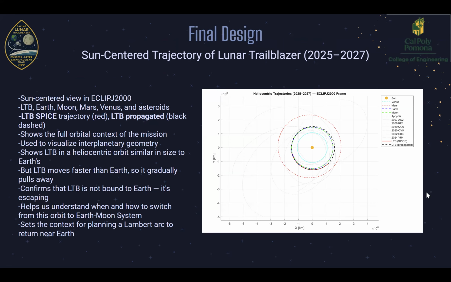This is our final design and Sun-centered trajectory of the Lunar Trailblazer. From the image shown on the right side, we can see the propagated Lunar Trailblazer orbit that is moving faster than Earth, so it's gradually pulling away, confirming that the LTB is not bound to Earth and is escaping. This helps us understand when and how to switch from this orbit to the Sun-Moon system, and sets the context for planning a Lambert arc to near-Earth orbit. Next slide.